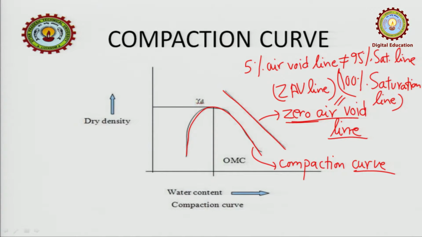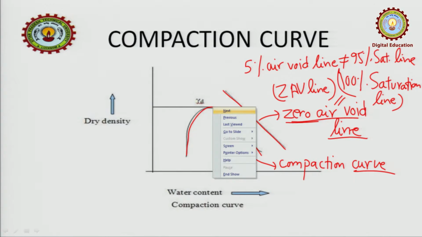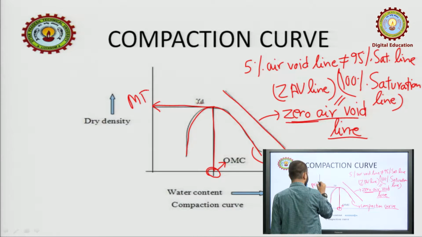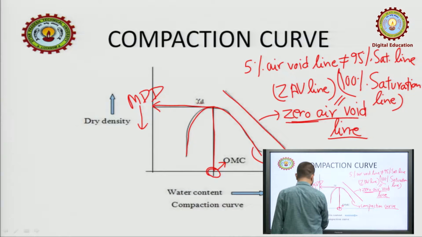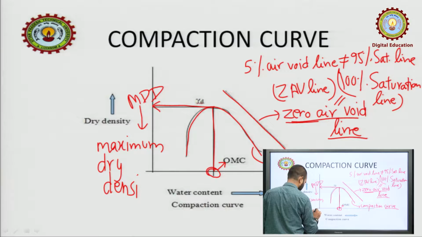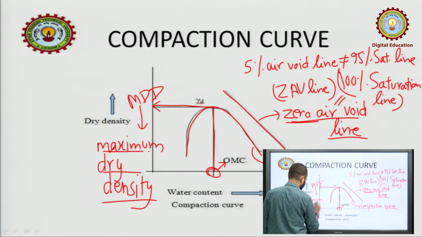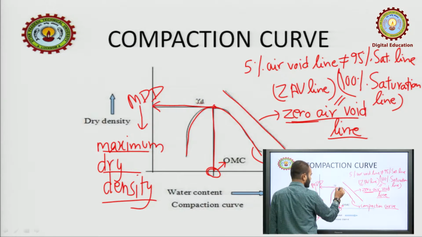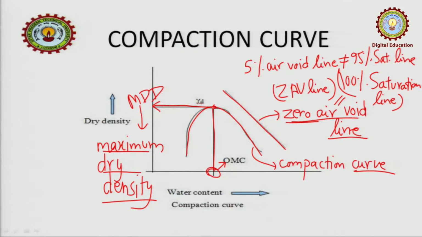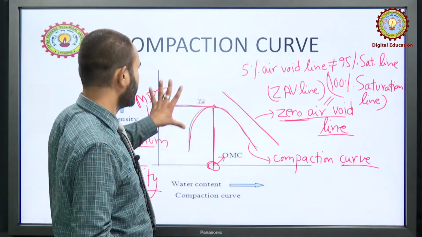Okay, and here what we see, this is the OMC. Sorry, this is the maximum. So here this is the OMC, and this is called MDD in short. MDD means maximum dry density. Okay, this is maximum dry density, in short MDD, meaning the highest density which could be obtained at that moisture content. After that, the density will start falling. Okay, so this was the explanation for this curve.